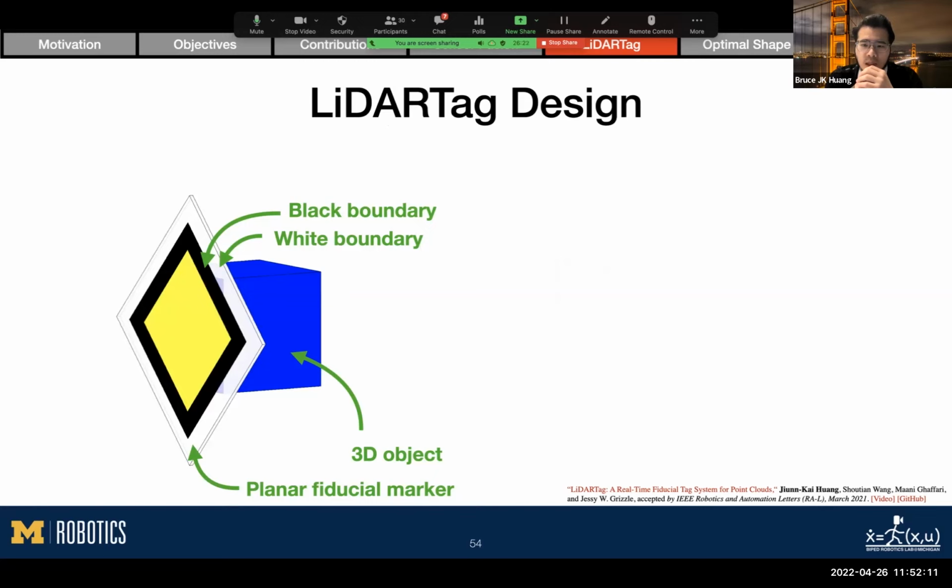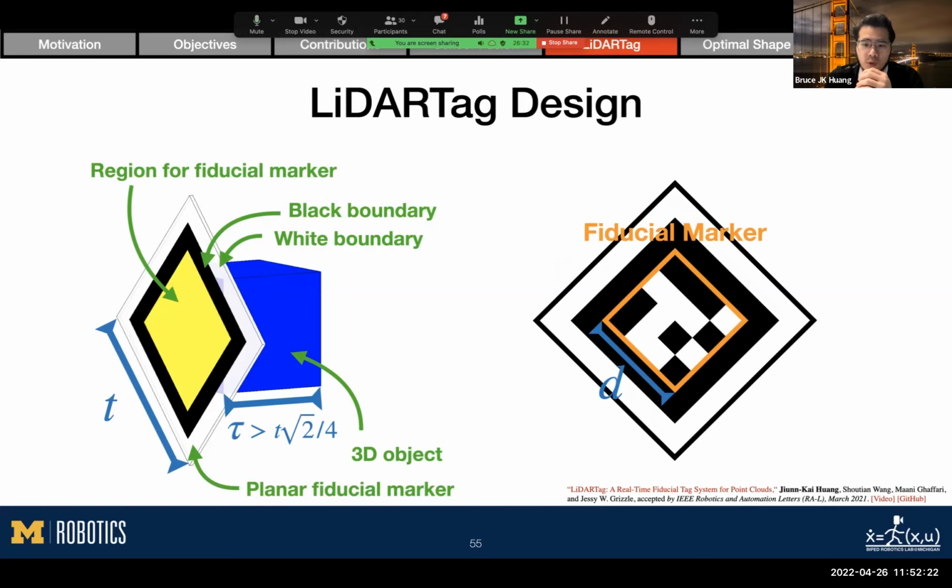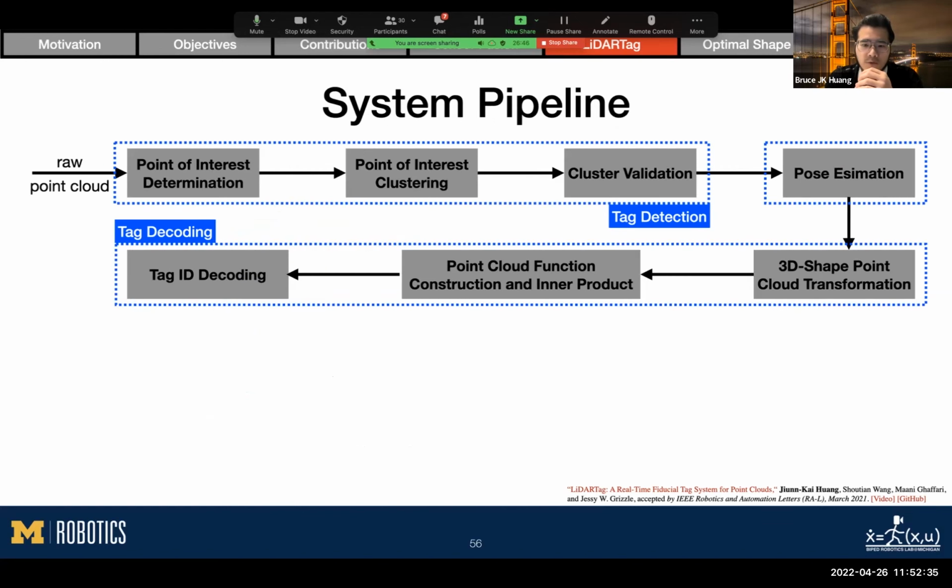So what exactly is a LiDAR tag? It is composed of a 3D object and a planar target with black and white boundaries. All you need to do is to put your image-based fiducial markers into the yellow region, and keep an eye on the clearance constraints around each tag. This is a full system of the LiDAR tag. It includes detecting the tags, estimating poses, and also decoding the IDs of the tags. Due to the time constraint, I will only introduce pose estimation and tag decoding.